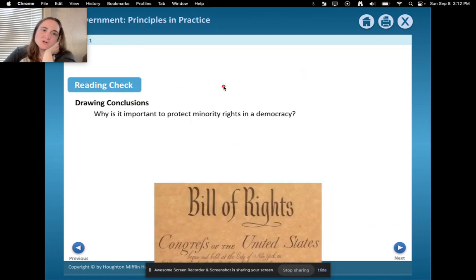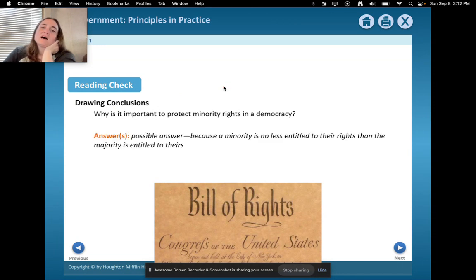All right. So why is it important to protect minority rights in a democracy? Because a minority is no less entitled to the rights than the majority is entitled to theirs.